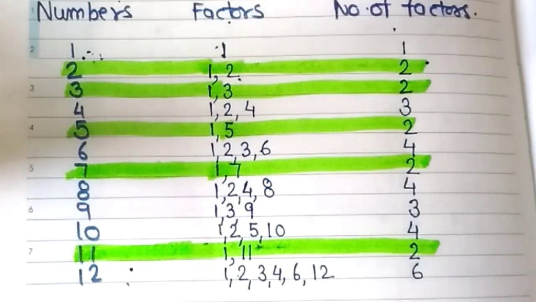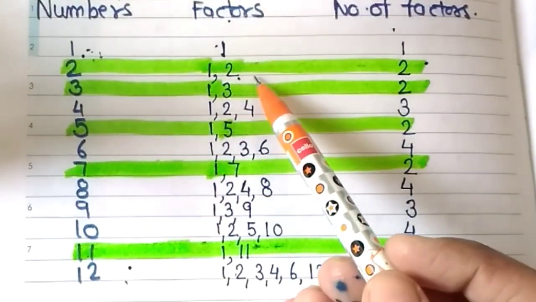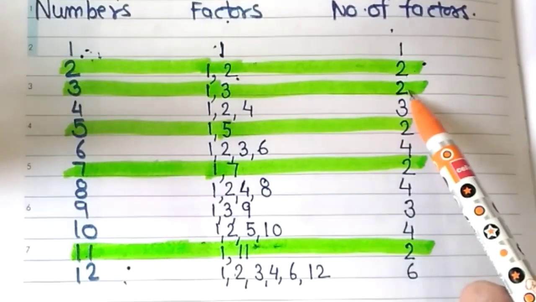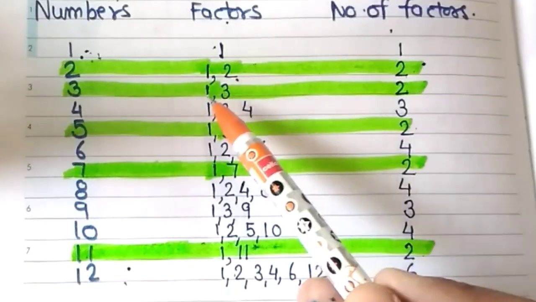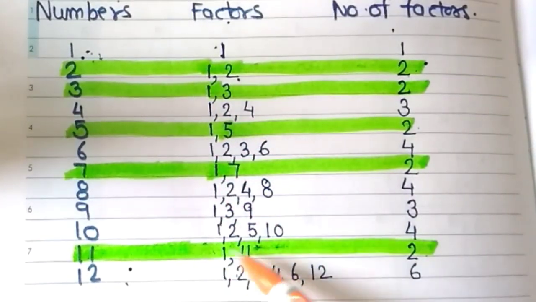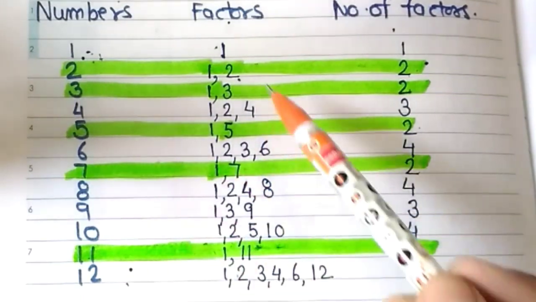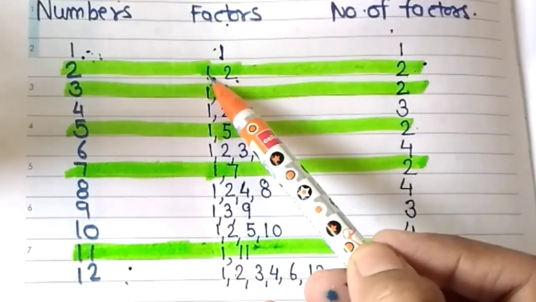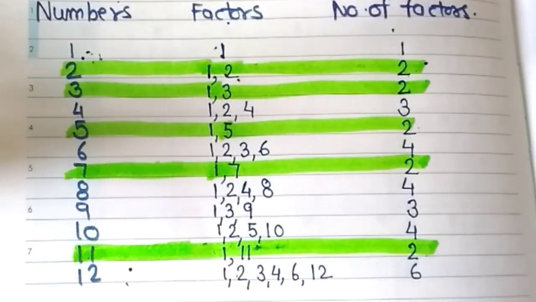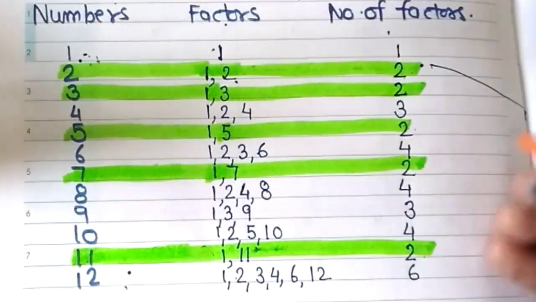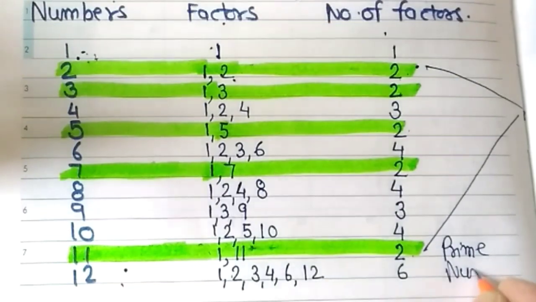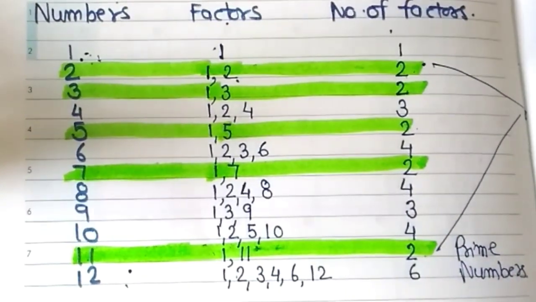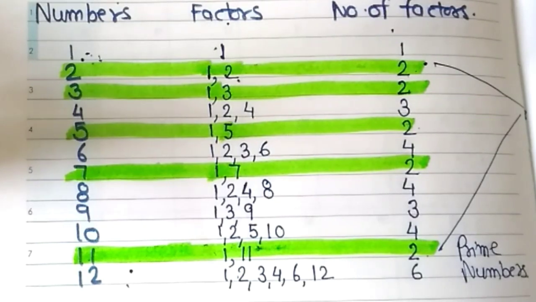Yes, very much right. We can see that these numbers have only 2 factors. 2 factors, 2 factors, 2 factors, 2 factors and 2 factors. And see the factors: 1 and 2, 1 and 3, 1 and 5, 1 and 7, 1 and 11. So these numbers have only 1 and the number itself as factors, right? So these numbers are called prime numbers, right? So I think now you have understood what a prime number is.